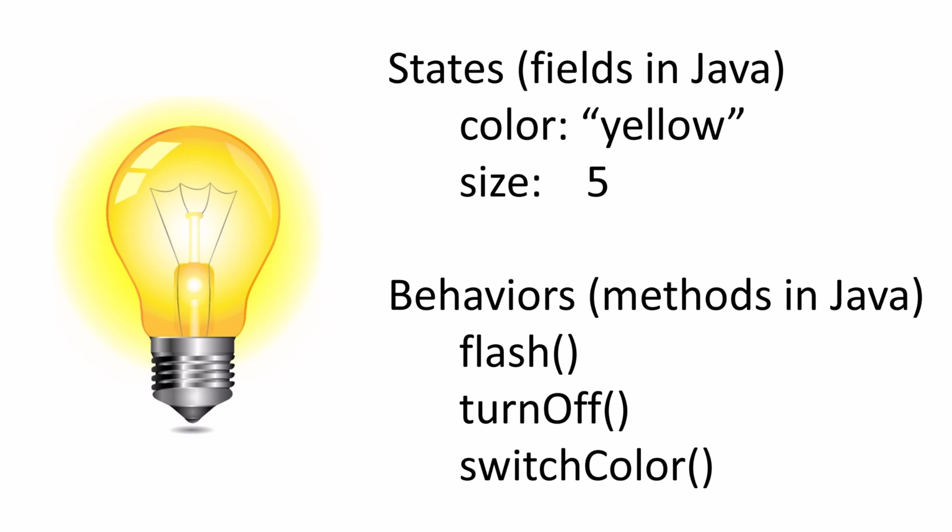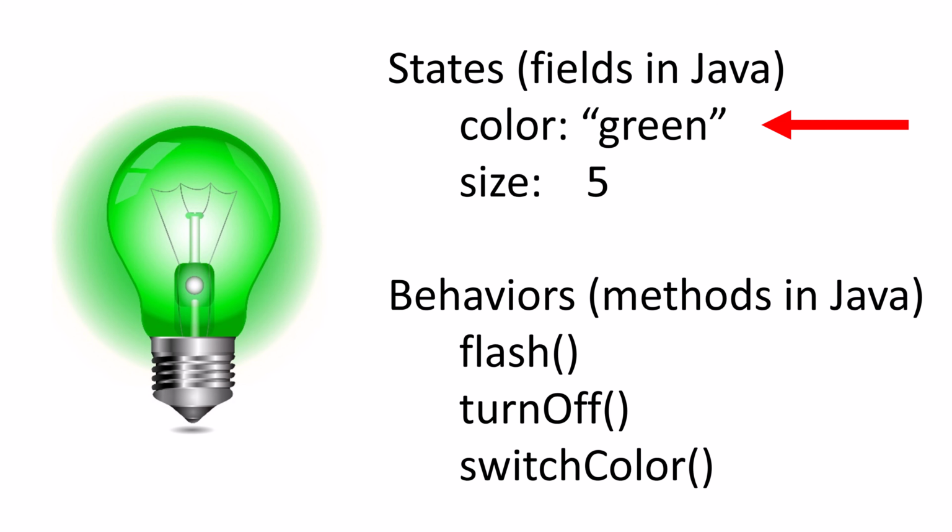Let's create a light bulb object. This object has the value yellow for the color field and the value 5 for the size field. If we call the flash method, it causes the object to behave in a certain way. Now let's call the switch color method. You can see that the switch color method changed the value of the color field. It's very common for programmers to write methods to modify the values of fields.